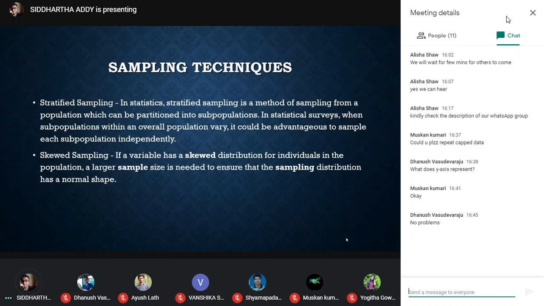Skewed sampling. If a variable has a skewed distribution for individuals in a population, a larger sample size is needed to ensure that the sampling distribution has a normal shape. Normal shape is also a thing that we talked about, that is the bell curve. Skewed sampling, I would say, is the normal random sampling that I was talking about, that you should not do. Skewed sampling is only preferable if the data set is very huge.